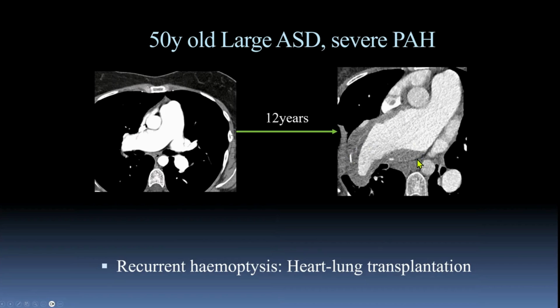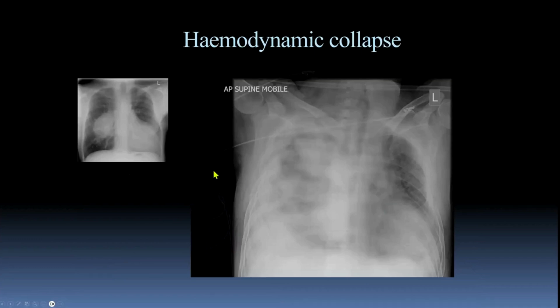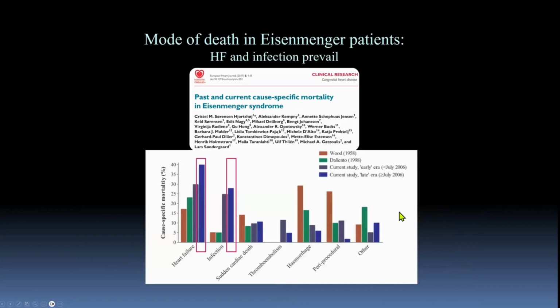She had recurrent hemoptysis and she was sent to heart-lung transplantation. Now 6 or 7 years ago, she's still alive, doing well. This is what can happen, of course, if the pulmonary artery dilates and suddenly you have a hemoptysis or you have a hemothorax and you die.